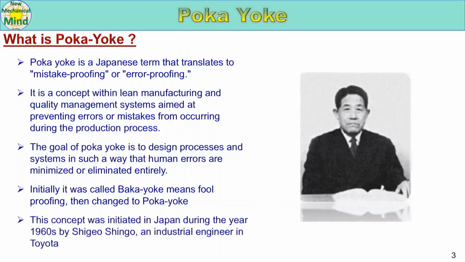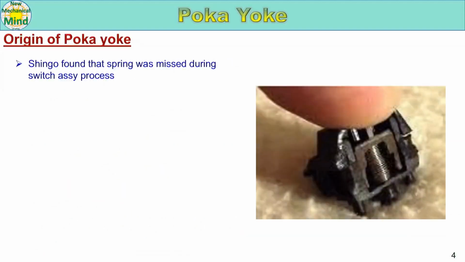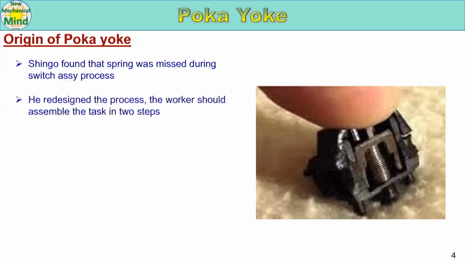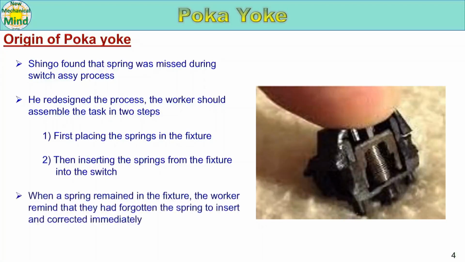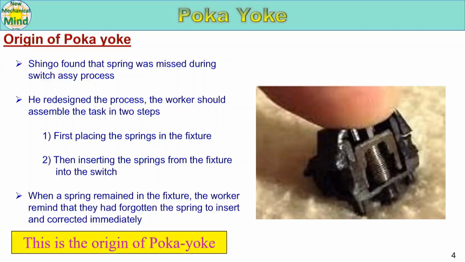This concept was initiated in Japan during the 1960s by Shigeo Shingo, an industrial engineer in Toyota. Origin of Pokayoke. Shingo found that a spring was missed during the switch assembly process. He redesigned the process. The worker should assemble the task in two steps. First, placing the springs in the fixture, then inserting the springs from the fixture into the switch. When a spring remained in the fixture, the worker was reminded that they had forgotten to insert the spring and corrected it immediately. This is the origin of Pokayoke.